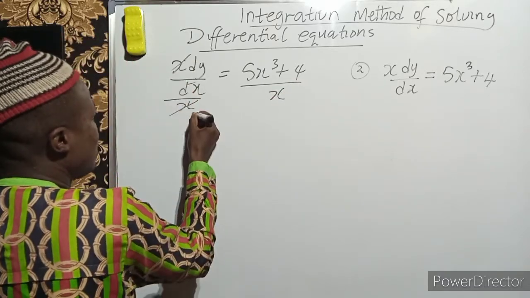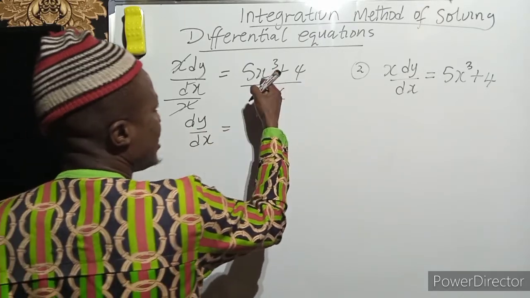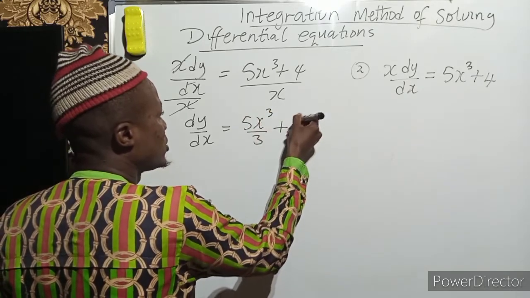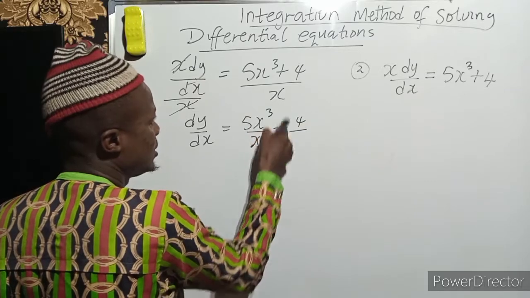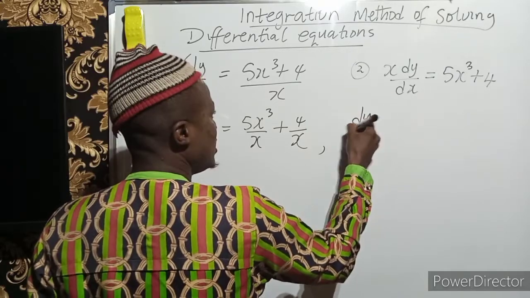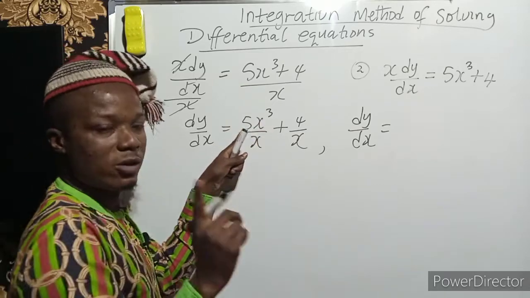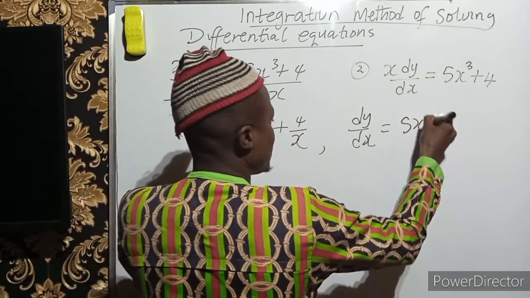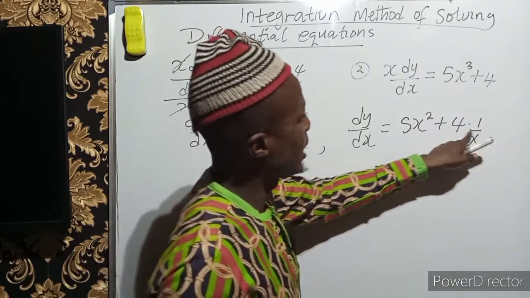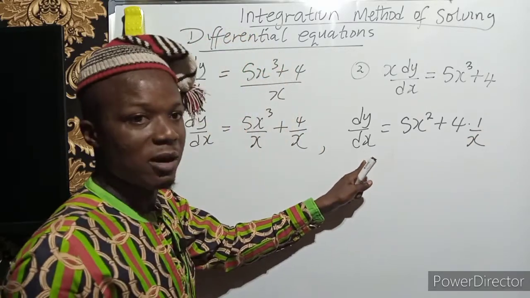This x cancels this x, so I'm left with dy over dx equals, this x is being shared by 5x cubed and 4, so I can write 5x cubed over x plus 4 over x. So this implies that dy over dx is the same thing as, x will cancel x cubed, it will give us just x squared. So I have 5x squared plus 4 multiplying 1 over x, because once 4 times 1 is 4, I will get back my 4 all over x. Now at this point, let me take the integral of both sides.